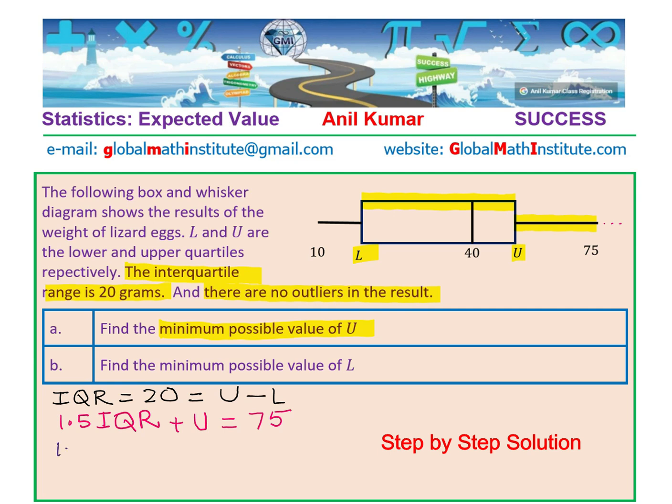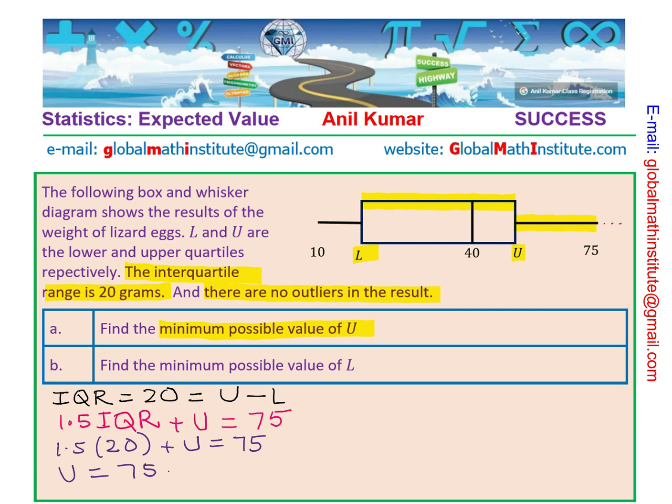So we know 1.5 times IQR, which is 20, plus U is equal to 75. And therefore, U equals 75 minus 1.5 times 20, which is 30. Makes sense. So, which is 45. So, we know what the minimum value of U can be, right?